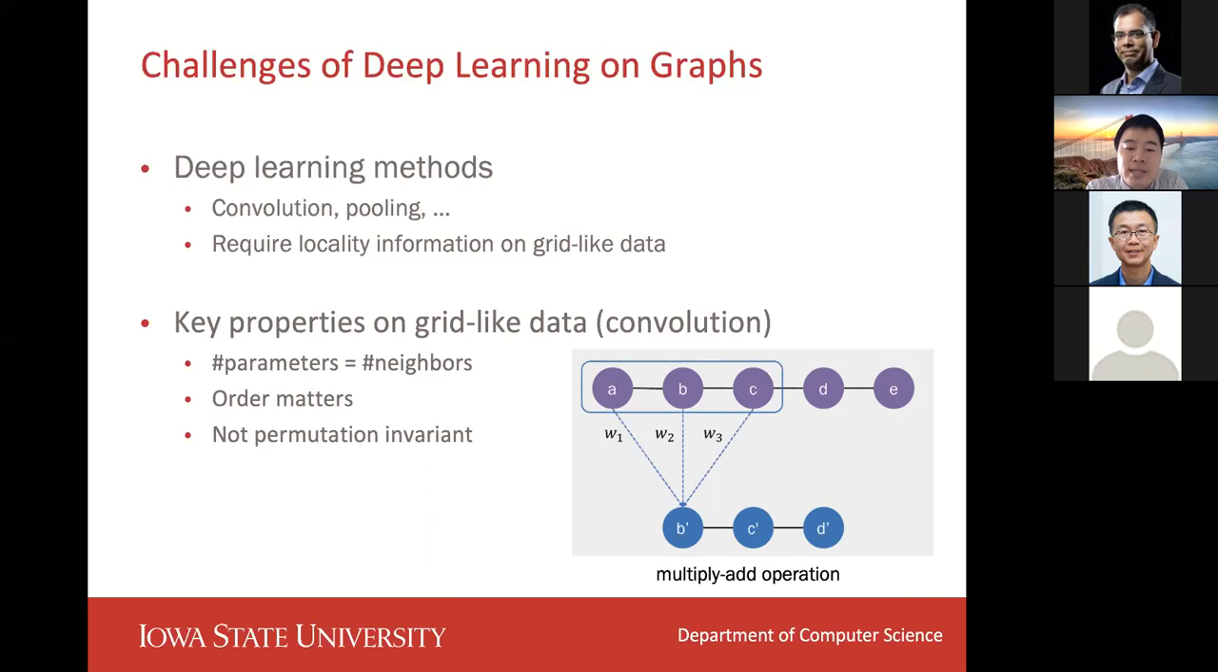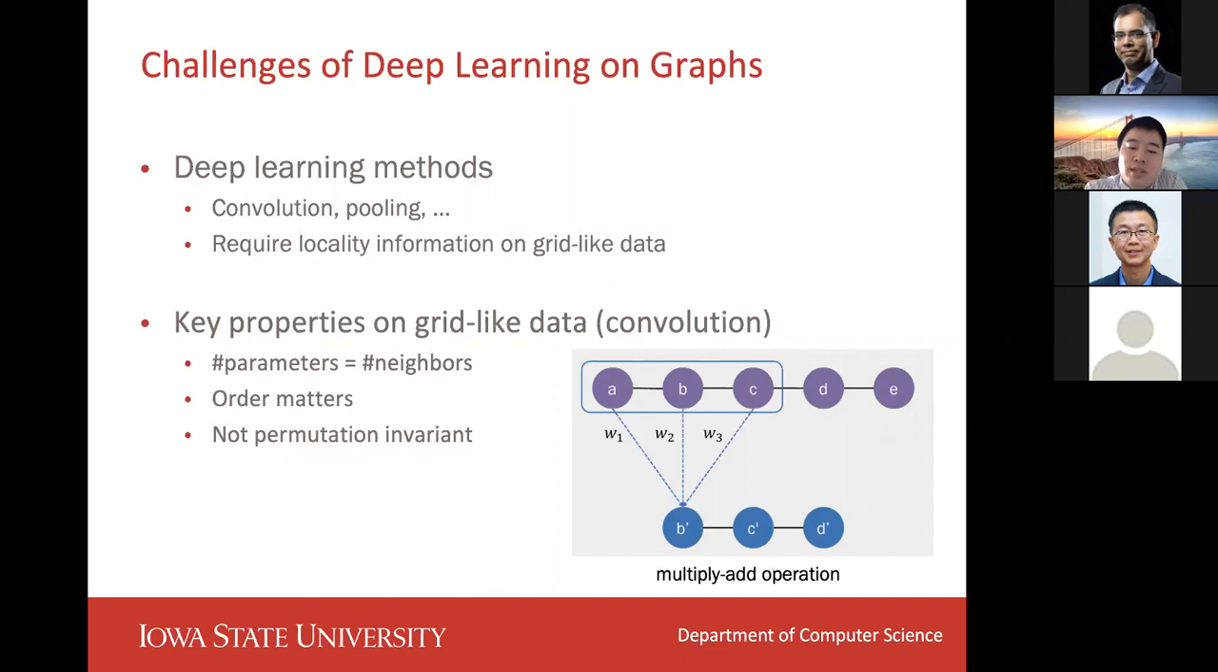So in this operation, if we switch node A and node C, the output will change. This means the input order matters and there is relative position information among them. And also, both the input and the operation are not permutation invariant.